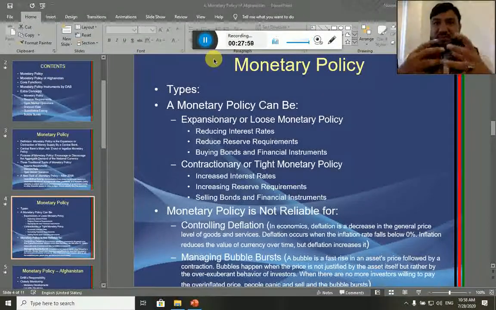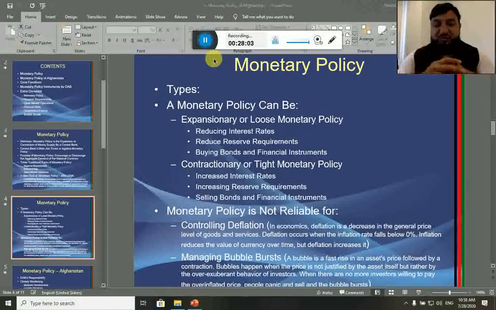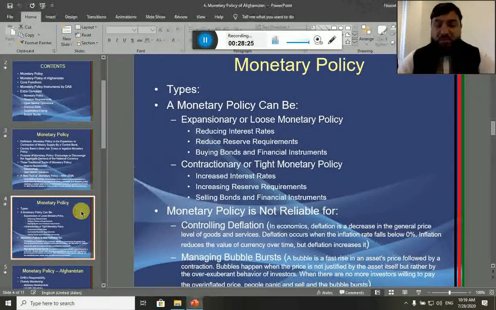When it bursts, there are crises, and most of the people lose their jobs. It comes down to its original value, or maybe below the original value. Okay, so this is how bubble bursts and deflation work. Now, in these two situations, monetary policy may not work to control.